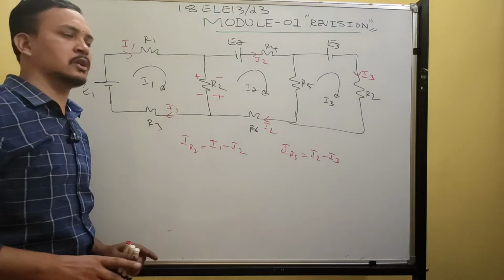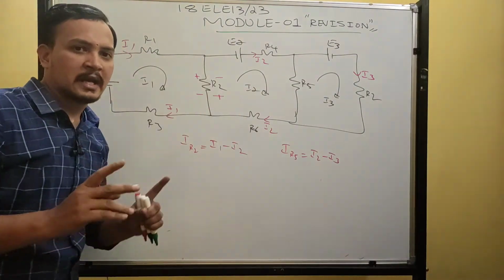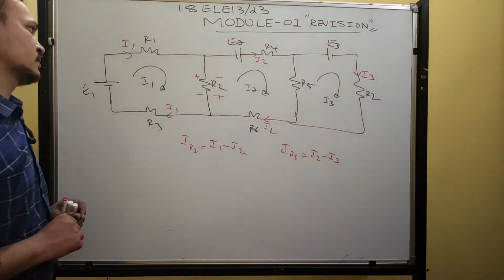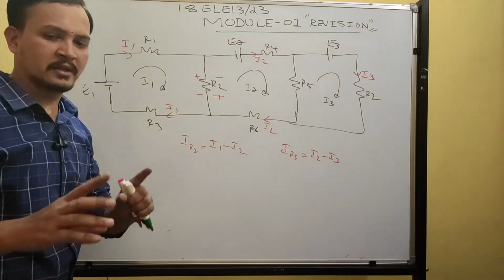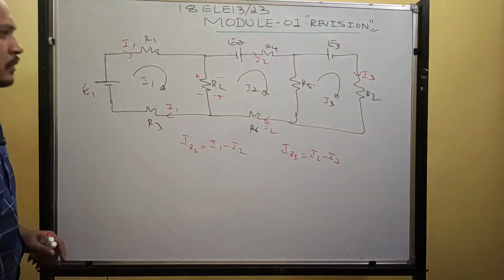By solving the simultaneous equations, you will get I1, I2 and I3. Later they will ask you to determine the branch currents. So these are all the branch currents. You must find the current in each and every resistor. That is called branch currents. Understood, guys? Okay, fine.